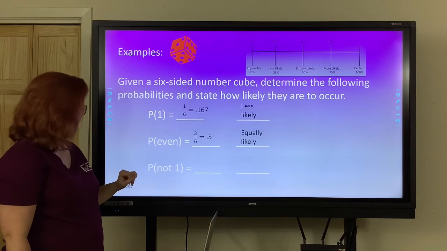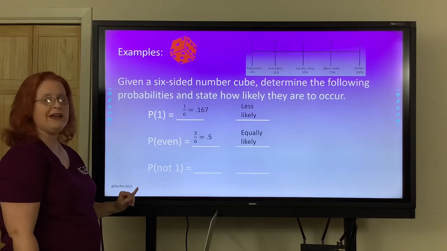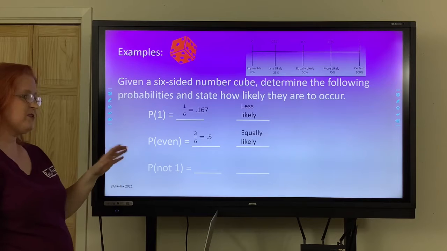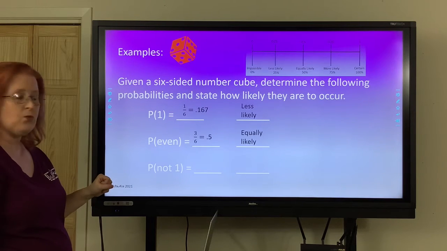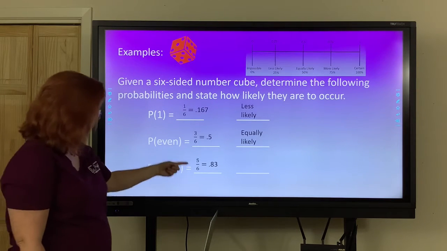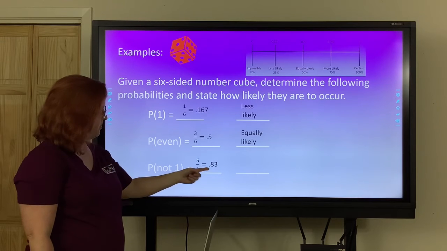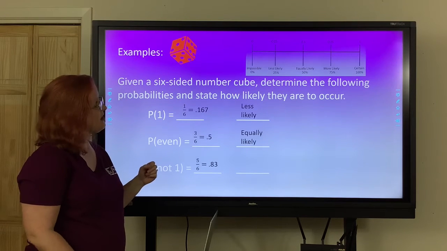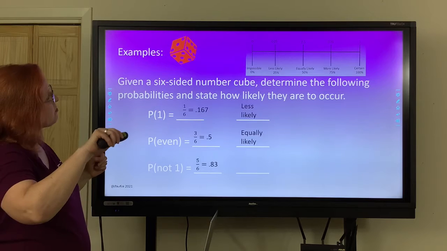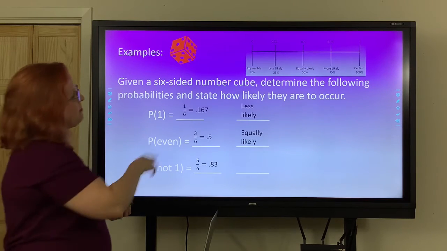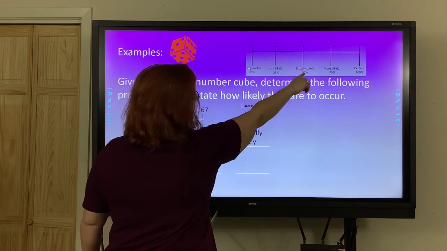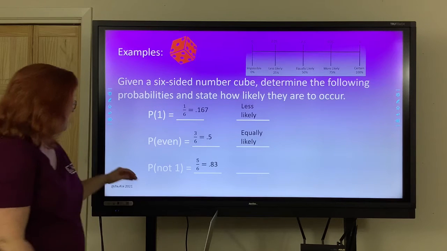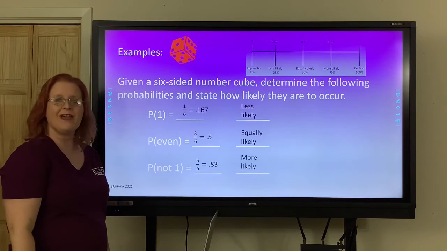The probability of getting not a 1, well, if there's 6 chances and only one of them is a 1, there are 5 out of 6 chances. So our probability would be 0.83, and I don't know if my little clicker will work. Nope. But 0.83 is way over there closer to the 1, and so this one is more likely to occur.